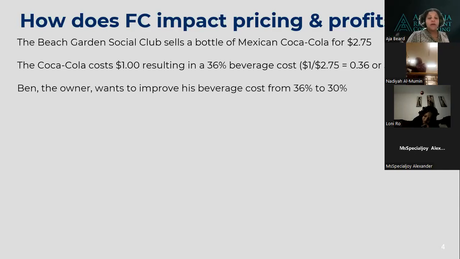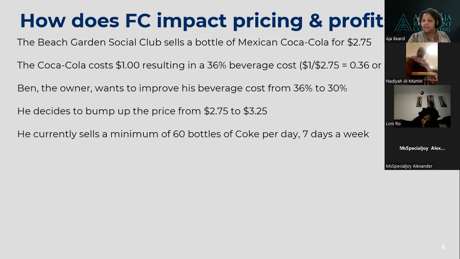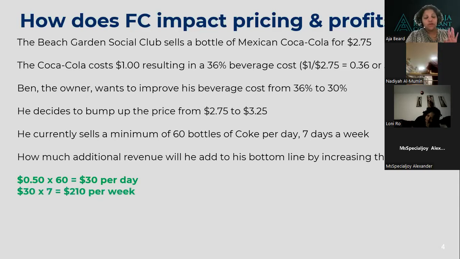So Ben, the owner, wants to improve his beverage cost from 36% to 30%. So he decides to bump up the price from 275 to 325, just a 50-cent bump. He currently sells a minimum of 60 bottles of Coke per day, 7 days a week. So let's see how this additional revenue of 50 cents is going to add to his bottom line. 50 cents times 60 bottles of Coke, that's $30 extra per day. He's open 7 days a week, that's $210 per week. And he's open all year round, 52 weeks in a year.